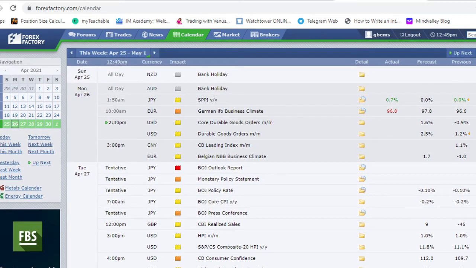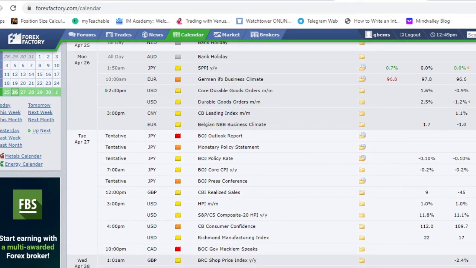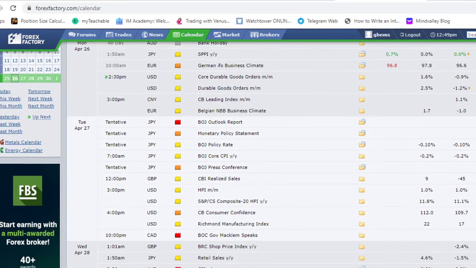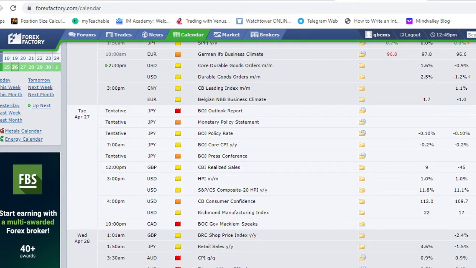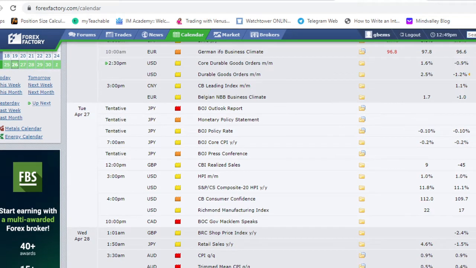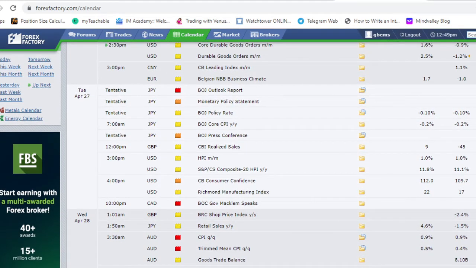Okay, so for Monday, no high impact news. On Tuesday, we have JPY and then we have Canadian dollar high impact news. JPY is earlier, but Canadian dollar is 9 p.m. Nigerian time, 9 p.m. GMT plus one.